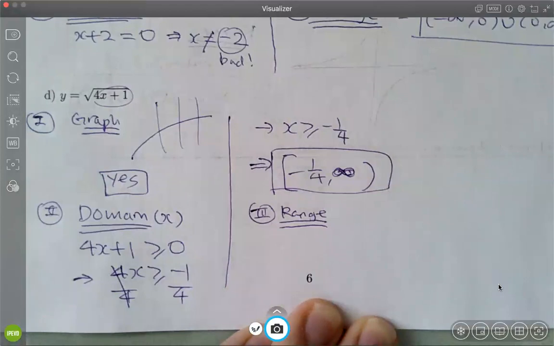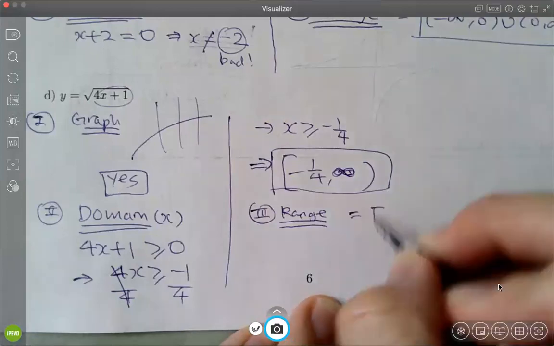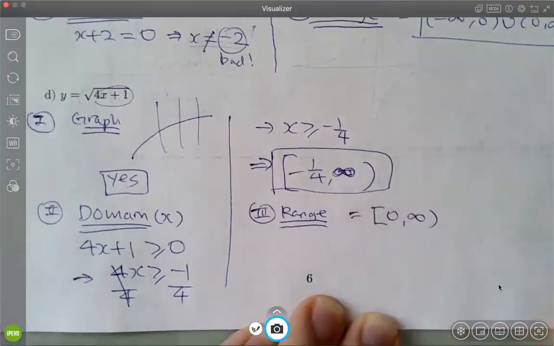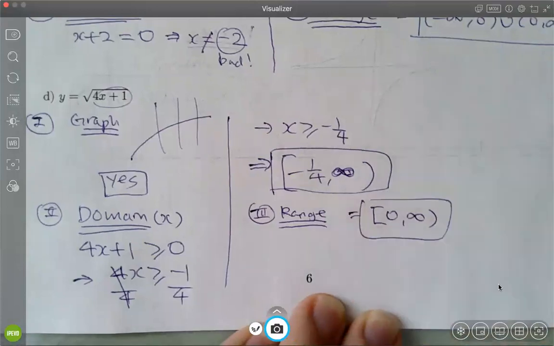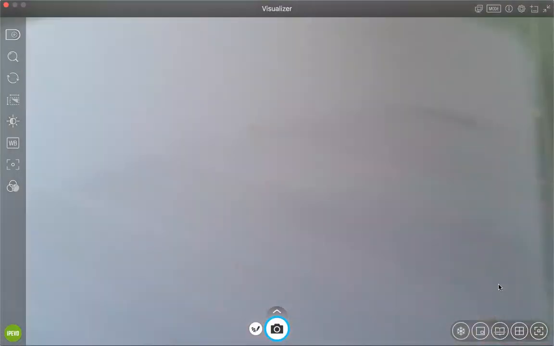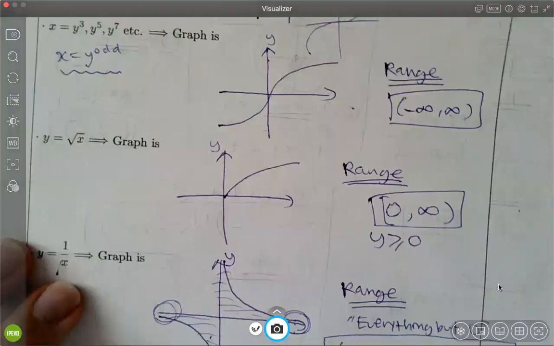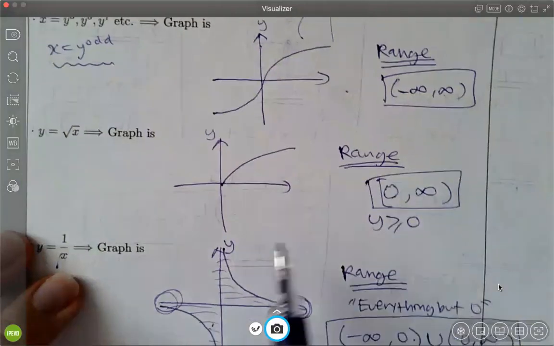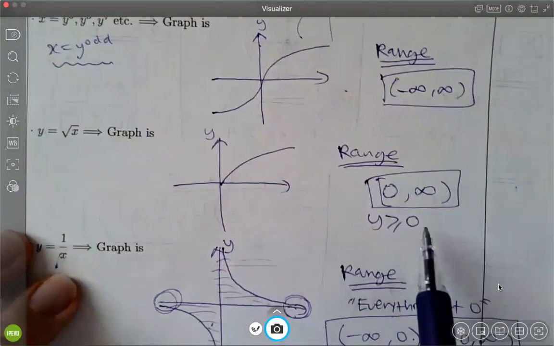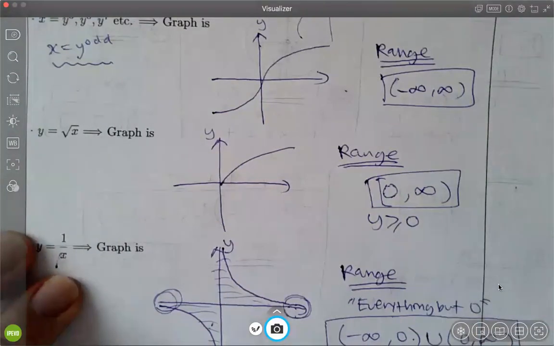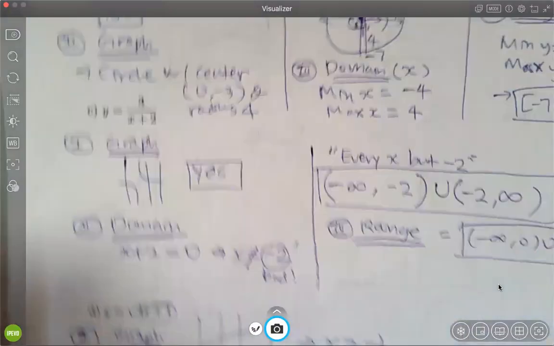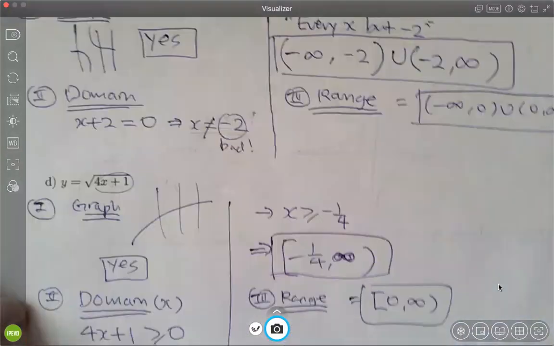Zero, comma, infinity. And what are the symbols? Bracket and a parenthesis. Right, so this one. Okay, and what's the reason? Because if we go back to the previous page, what was the range of the square root? It was bracket 0, comma, infinity, parenthesis, right? Now, even though we don't have x underneath the square root, it does not affect the range.